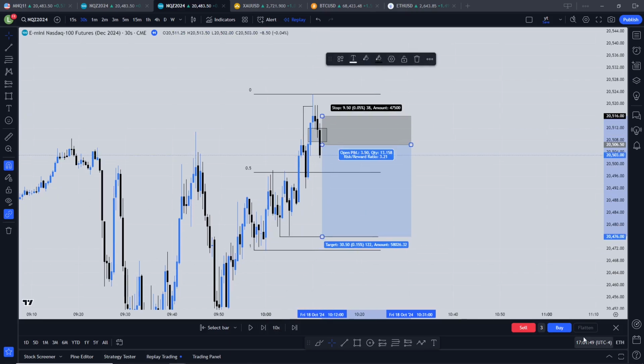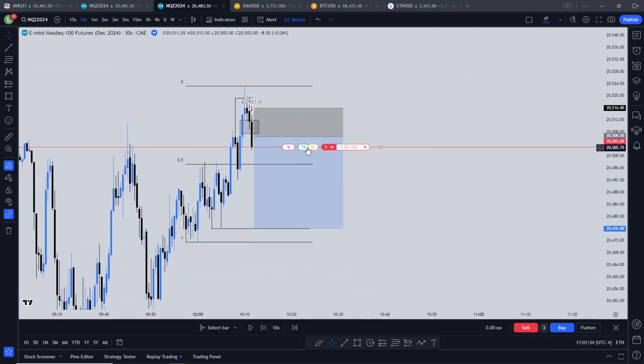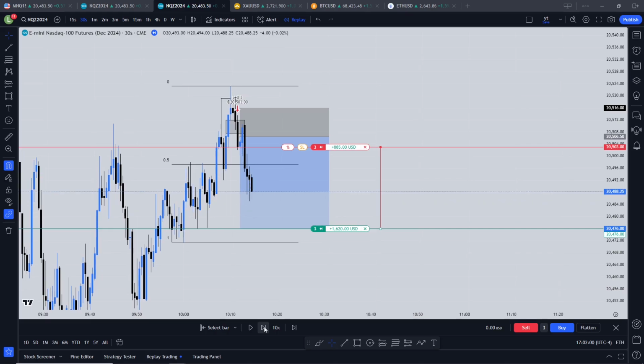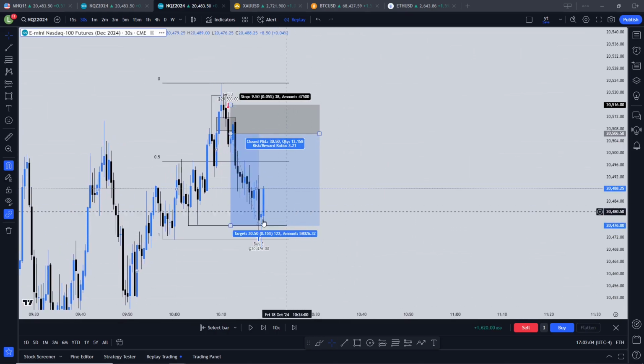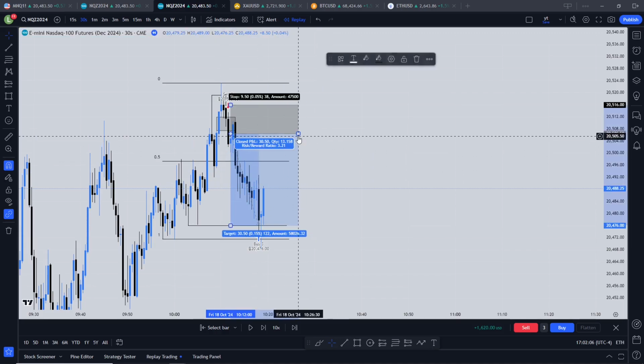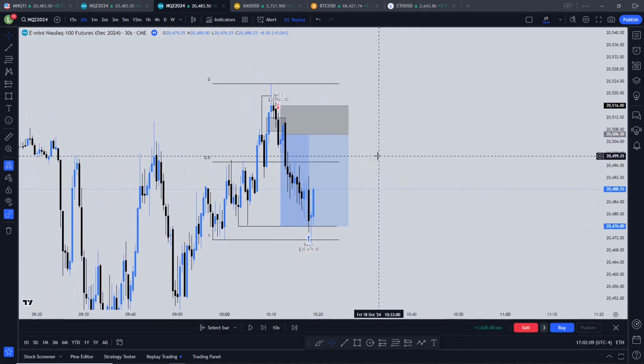Let's see. We get the inverse. Say we enter with sells with a TP down here, right? Taking a short in this premium, and let's see what happens. And boom, full TP.